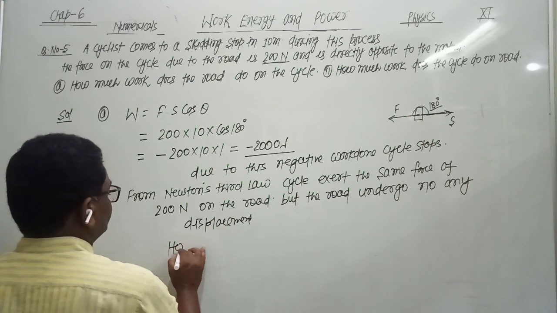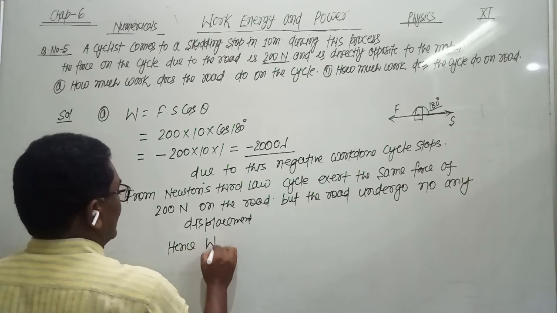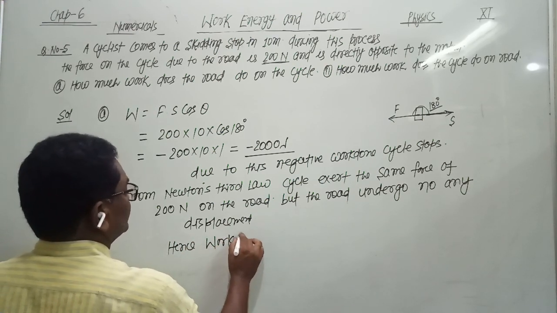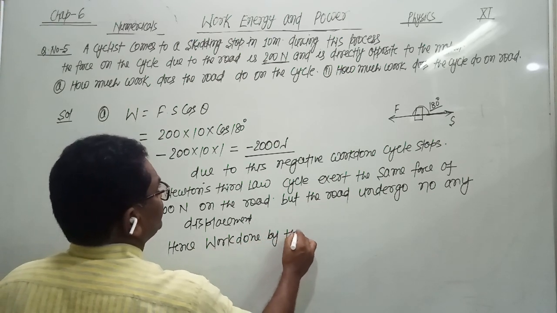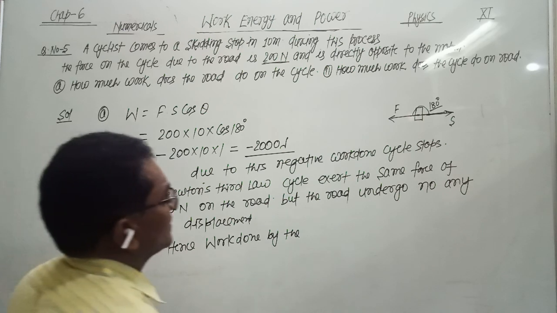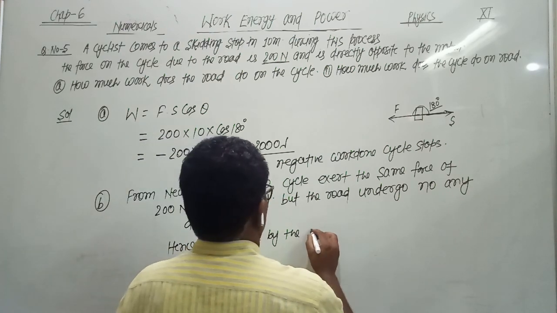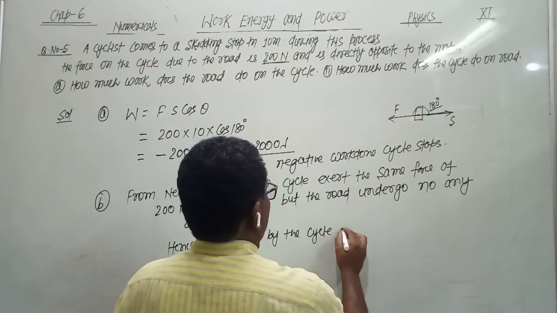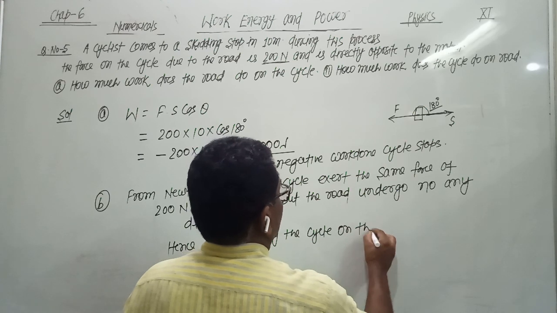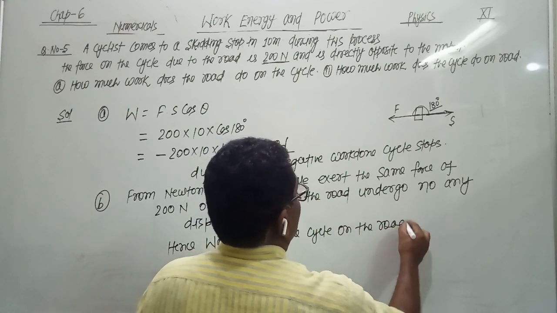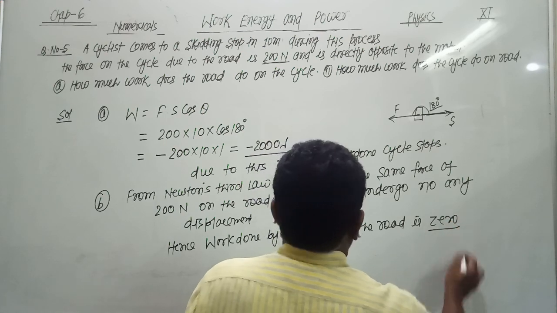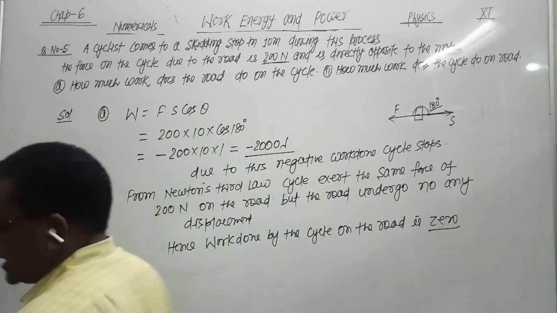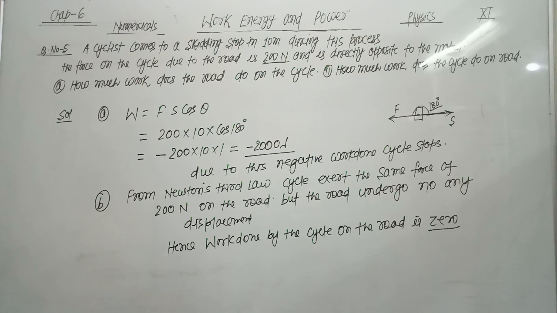Hence, the work done by the cycle on the road is 0. So the answer of the next part is 0.